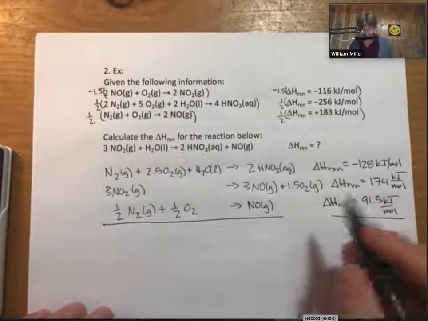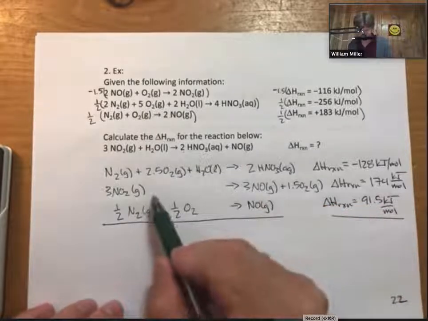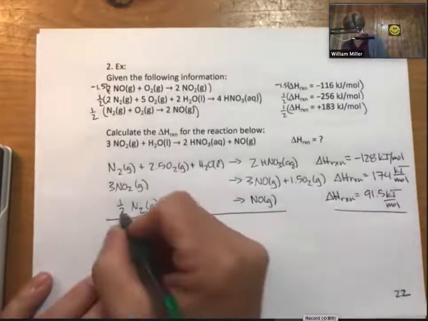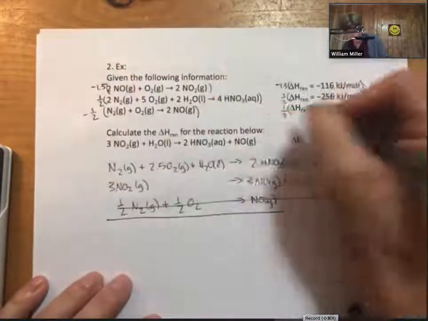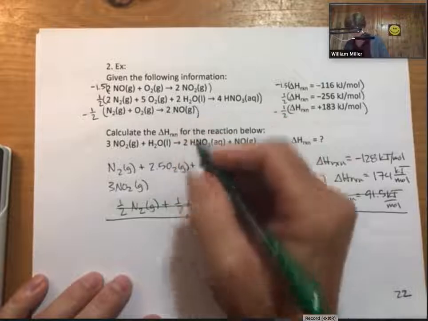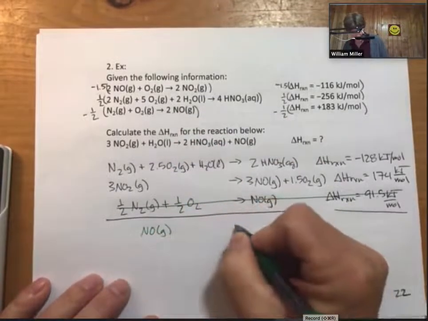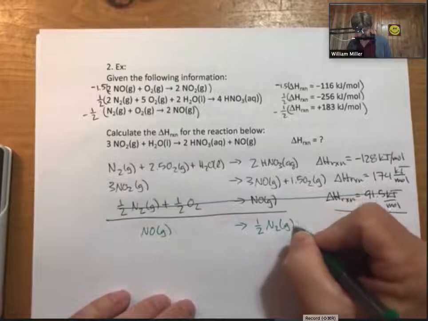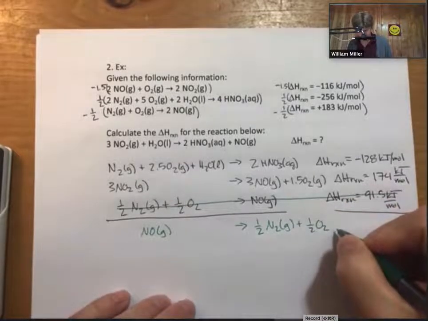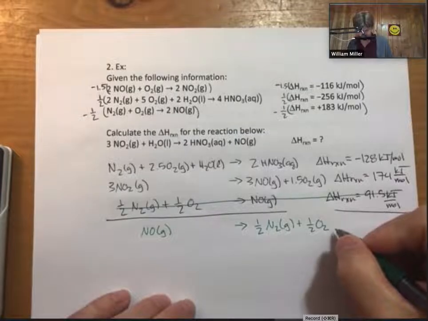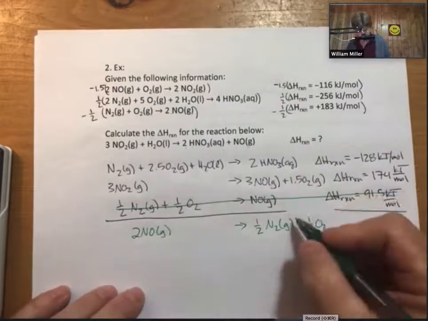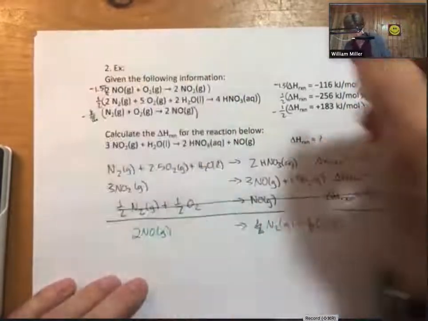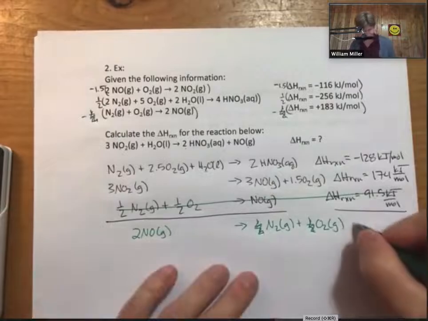Well, let's see. 2.5, 1.5. Oh, this one's backwards. Let's try that again. Minus, minus. Now I'm going to have this last one. It's going to be NO, and half N2 plus half O2. No, I just need plain 2. Yeah, that's it. So switch the sign.